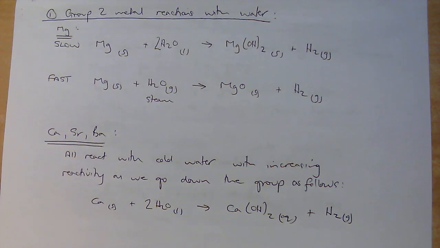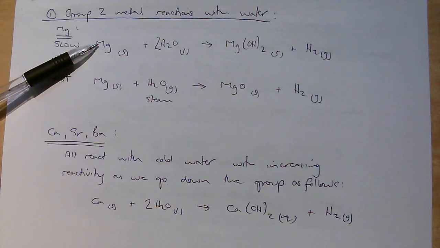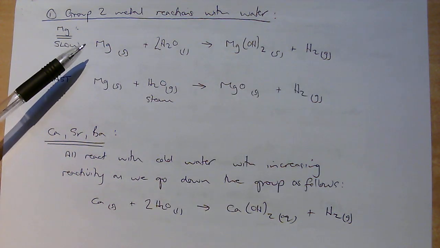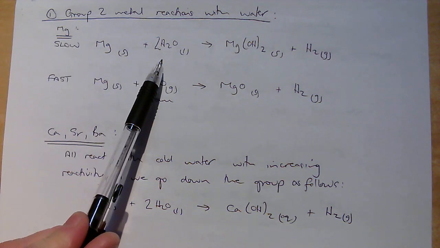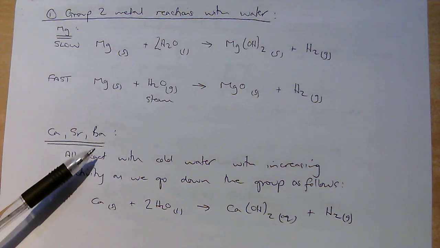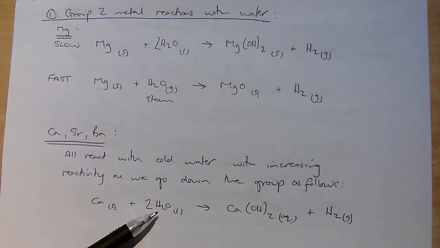So first let's have a look at how group 2 metals react with water. There is a general trend with group 2 metals. Most group 2 metals react with water to produce the metal hydroxide and hydrogen. For example, magnesium reacts with cold water to produce magnesium hydroxide and hydrogen. That's a slow reaction. Calcium, strontium and barium also all react with water at room temperature and pressure to make the metal hydroxide and hydrogen.